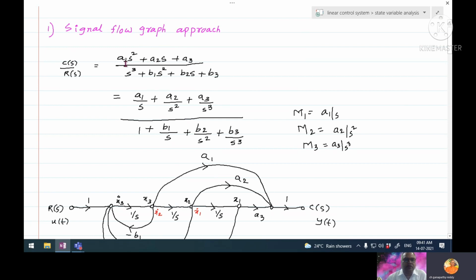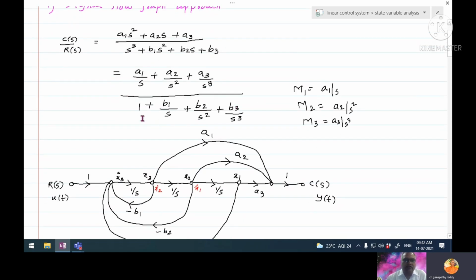Second step, divide with s power 3. When you divide the denominator with s power 3, 1 plus b1 by s plus b2 by s square plus b3 by s power 3 will come. Whereas the numerator a1 s square by s cube, so a1 by s plus a2 by s square plus a3 by s cube like that it will come.